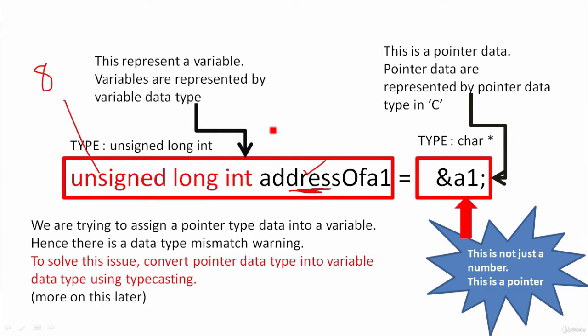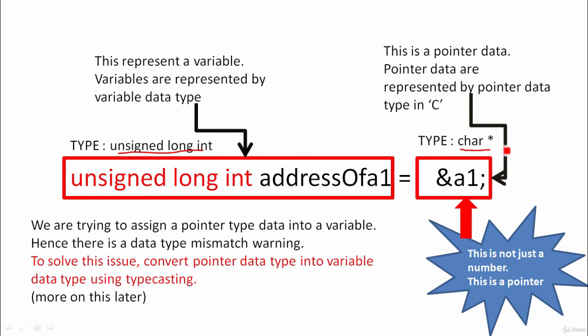So that's about the left hand side. Now let's take a look at the right hand side. This is actually pointer data. So pointer data are represented by pointer data type in C. So the type here at the LHS is unsigned long int and the type at the RHS is char star. We'll understand more about the pointer data type when we explore more about pointers. We have not yet explored that. I'm just explaining the meaning of the warning.